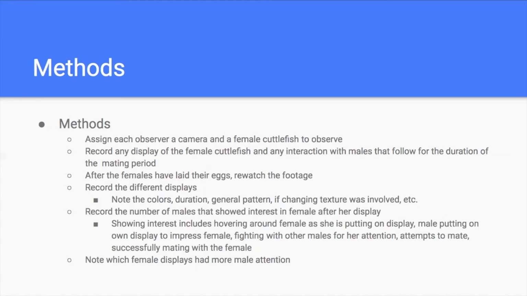And I would consider showing interest to include hovering around the female as she's putting on the display, the male then putting on his own display to impress the female, fighting with other males over the female, attempting to mate with the female, as well as successful mating with the female. So typical male mating behaviors. And then from that information, from looking at which displays the females put on and how many males each one attracted, I would then note which of those displays had more male attraction.